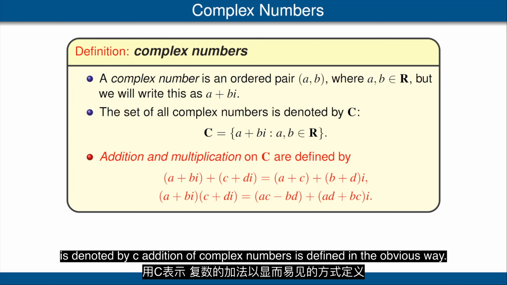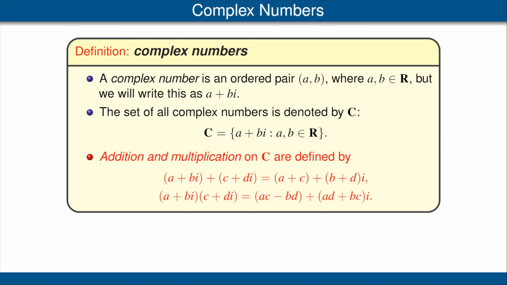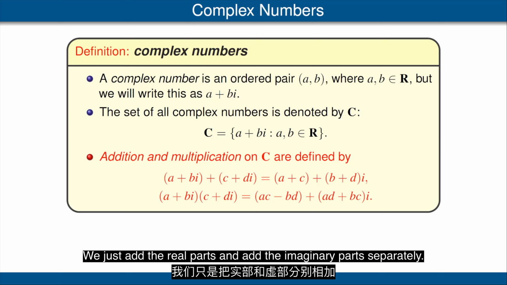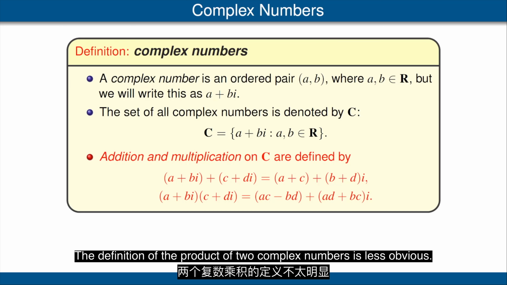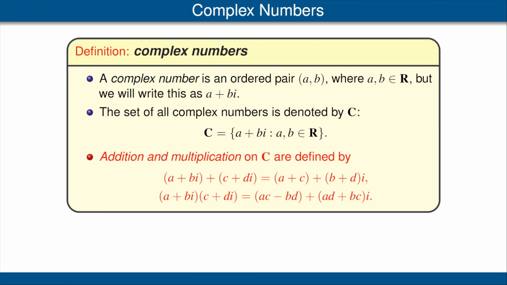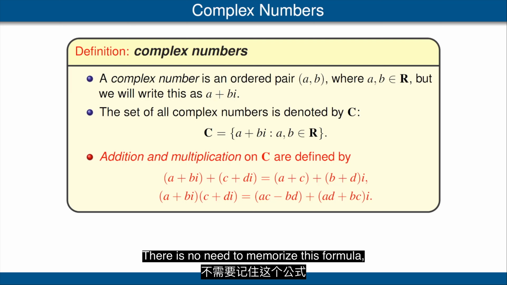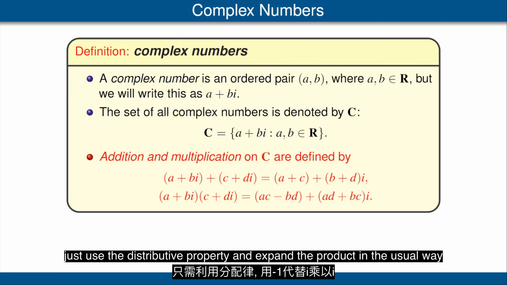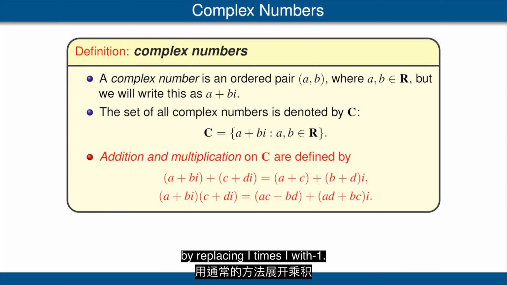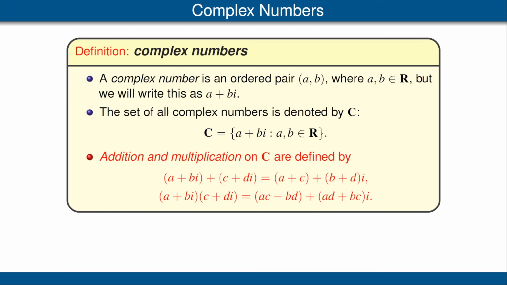Addition of complex numbers is defined in the obvious way. We just add the real parts and add the imaginary parts separately. The definition of the product of two complex numbers is less obvious. You can see the formula here. There is no need to memorize this formula. Just use the distributive property and expand the product in the usual way by replacing i times i with -1.